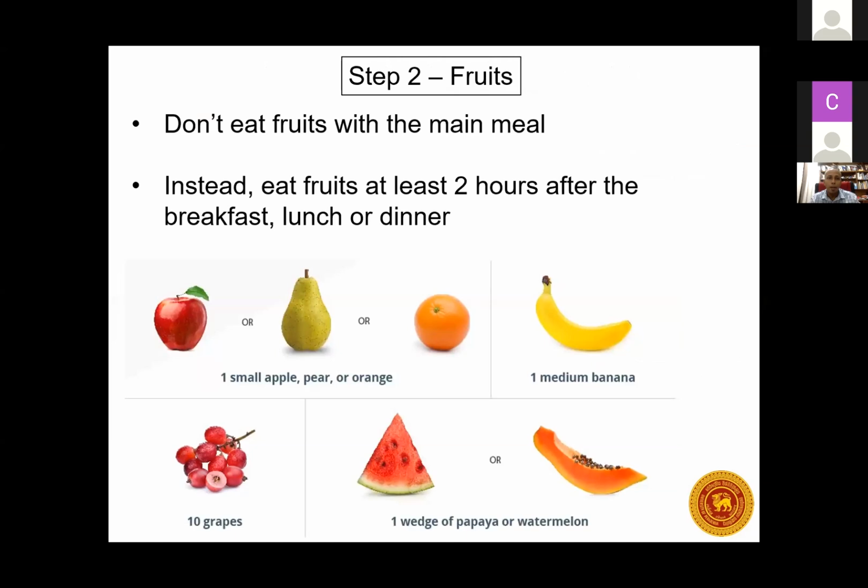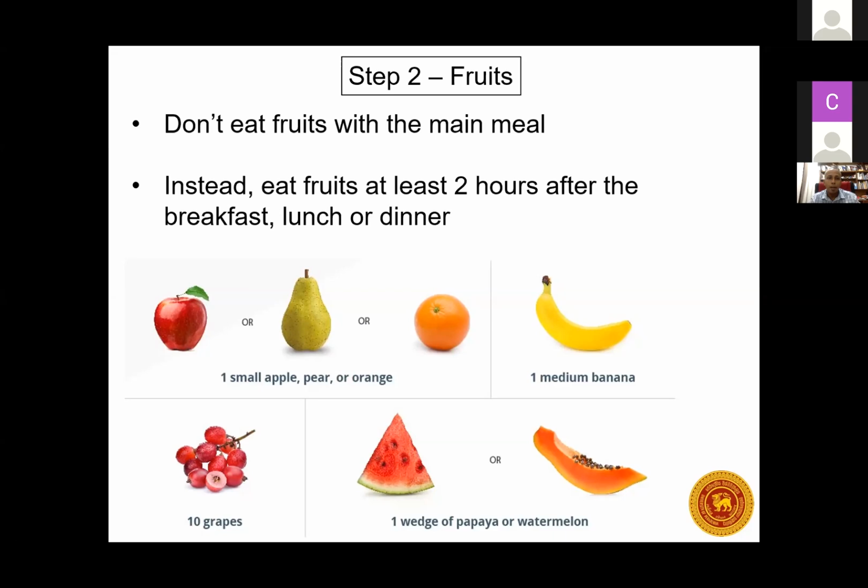Second one, now remember, we are fond of eating fruits as a dessert. But the thing is, fruits also have carbohydrates. So if you eat a fruit with your main meal, the total glycemic load is very high. So therefore, the blood sugar can go up. So here what we advise is, don't eat fruits with the main meal. I think Ranil also mentioned this for obesity management as well. So instead, eat fruits at least 2 hours after the breakfast, lunch, or dinner.